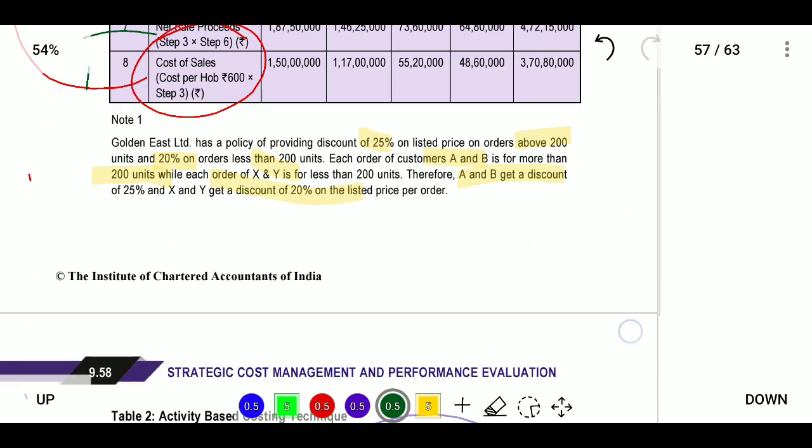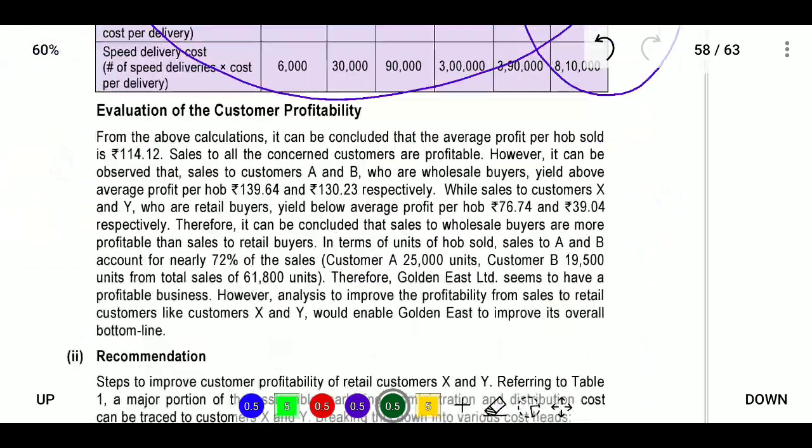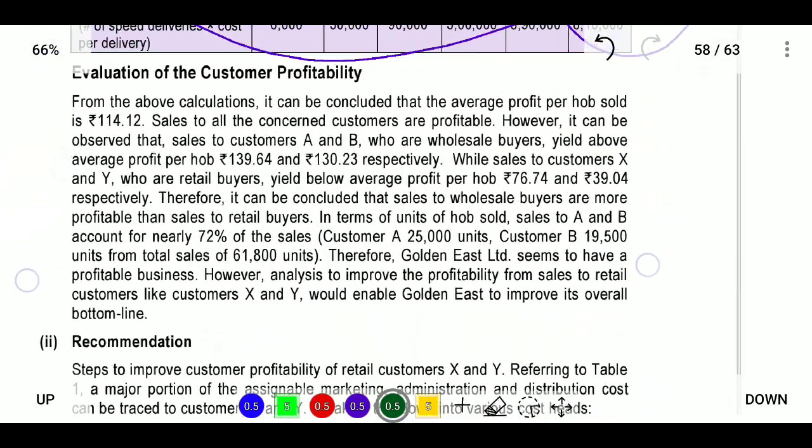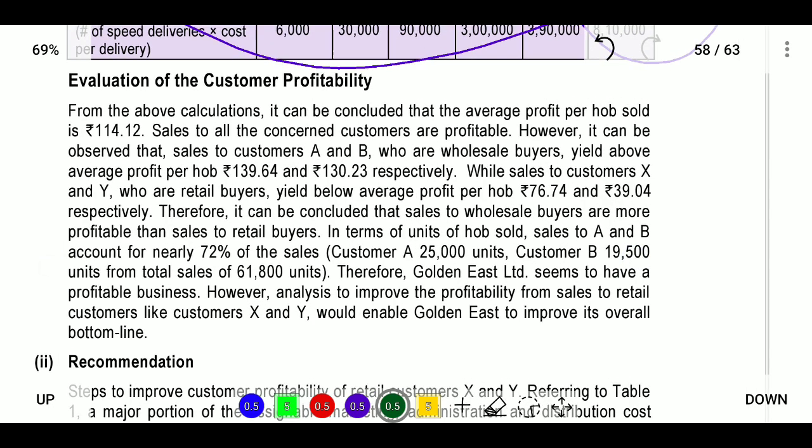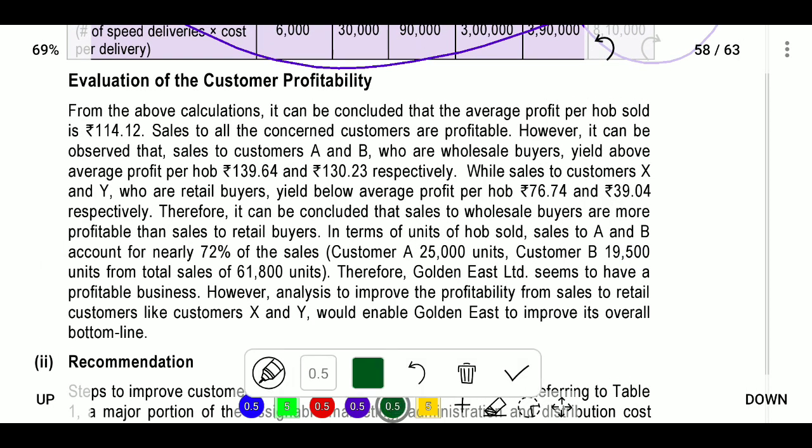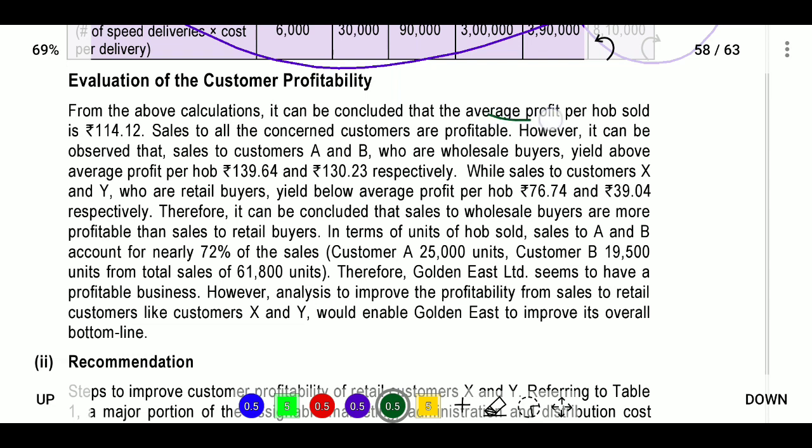Next, now the answer will be analysis from the above calculations. Evaluation of customer profitability: average profit per hub will be 11114.2. Sales to all concerned customers are profitable. Based on the quantity they have, we are getting profit.